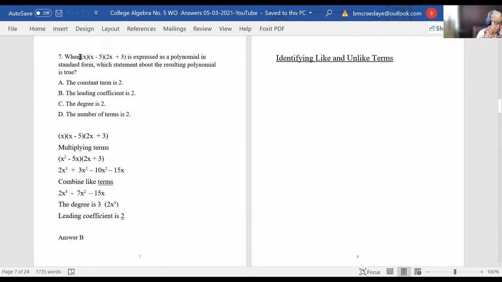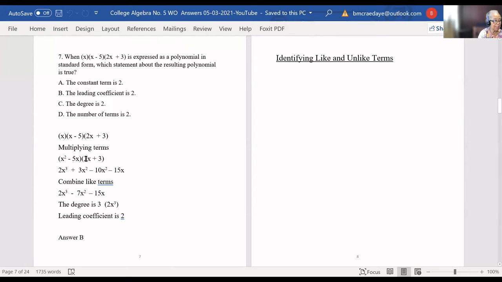Okay, here you're given a multiplication, so you have to multiply these out to get the polynomial. So when we multiply these terms, x times x is x squared, x times minus 5 is minus 5x. Now let's multiply this out. X squared times 2x is 2x to the third, and x squared times 3 is 3x squared. Then we have to take the minus 5x multiplied by 2x. That's a minus 10x to the second.